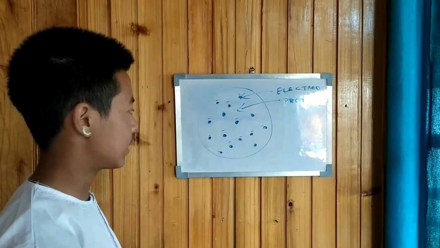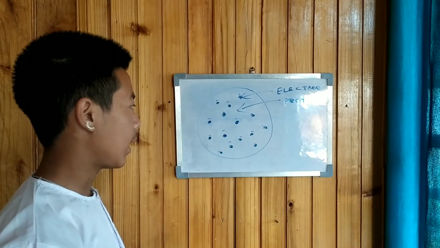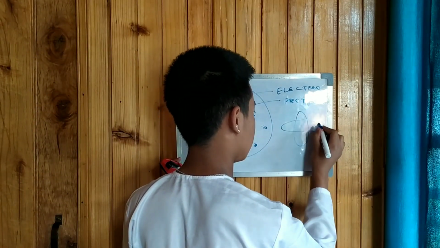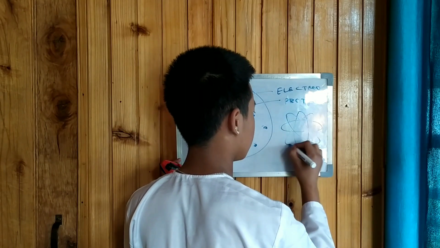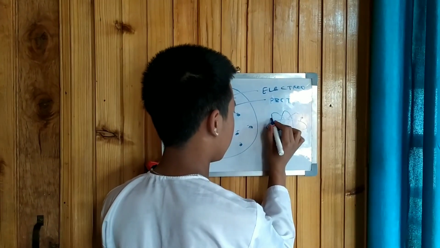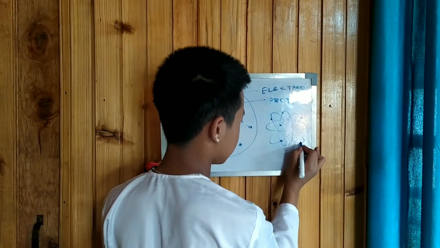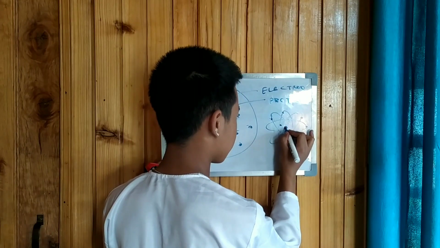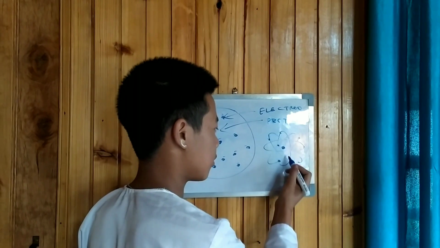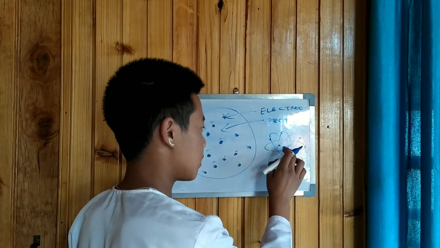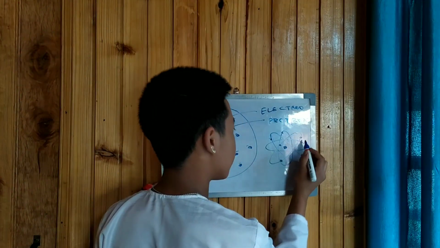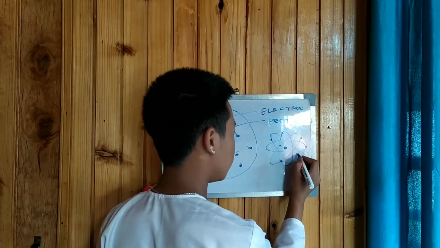But his model is not accepted now. Instead we use Bohr's model, which is like this. You must have seen it in your physics copy, chemistry copy. It's like this. Electrons are placed in orbits, also known as shells, like this. And it has a nucleus, which consists of protons and neutrons: positively charged particles and neutral particles. And in the orbits, electrons were placed, which were negatively charged particles.